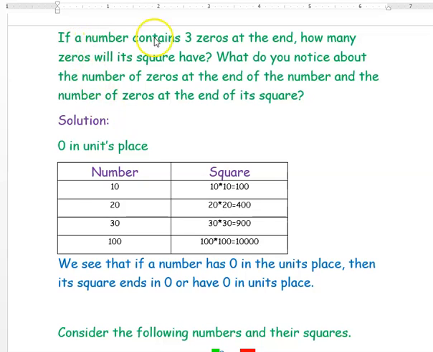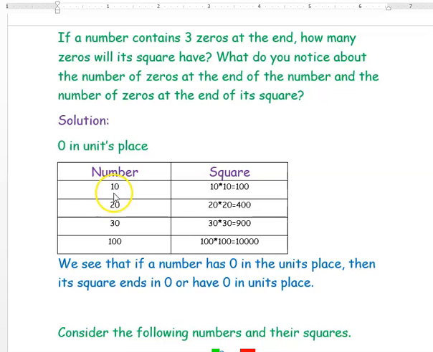Next question is, if a number contains 3 zeros at the end, how many zeros will its square have? What do you notice about the number of zeros at the end of the number and the number of zeros at the end of its square? So we'll see a table.